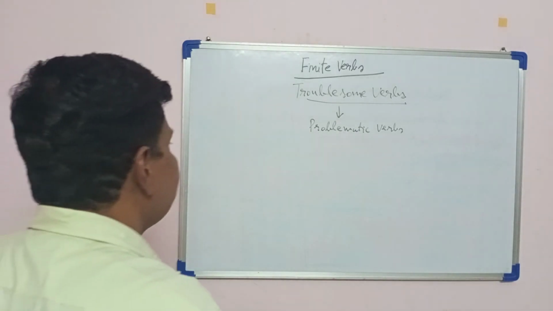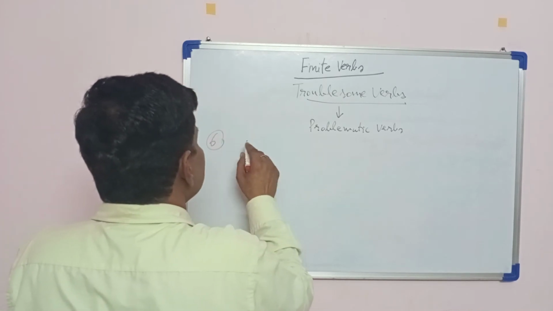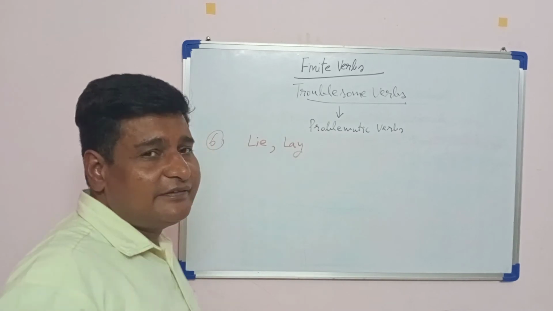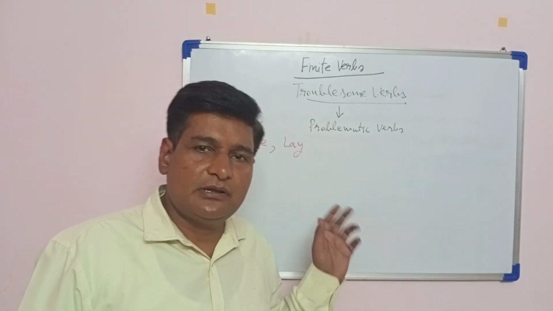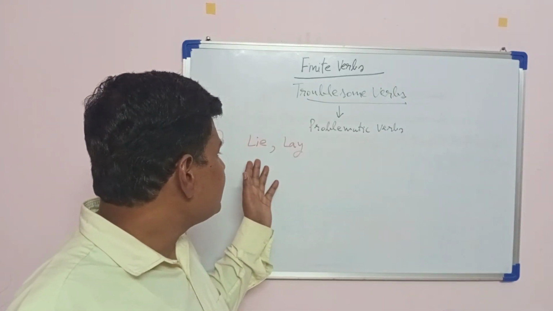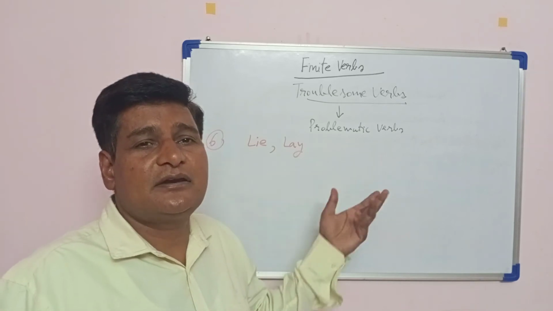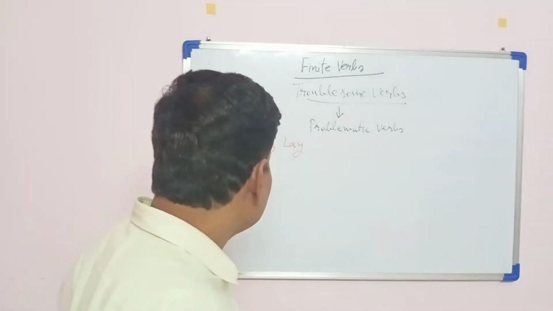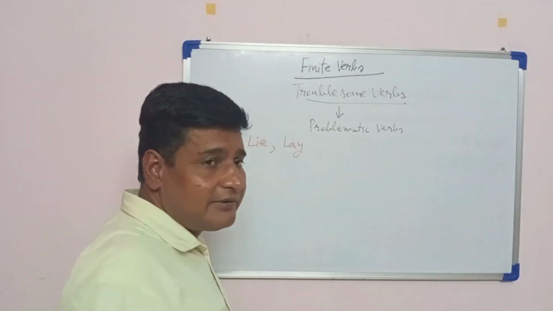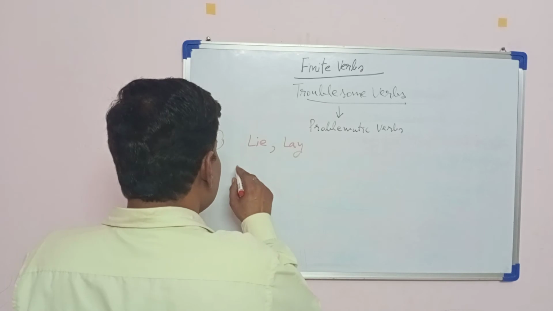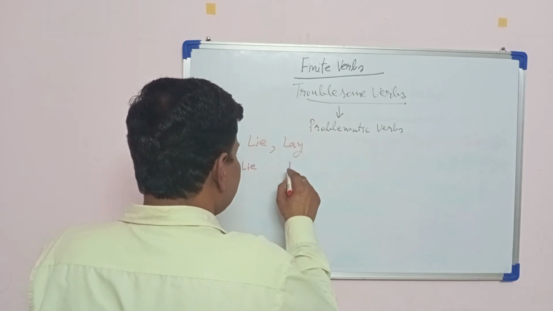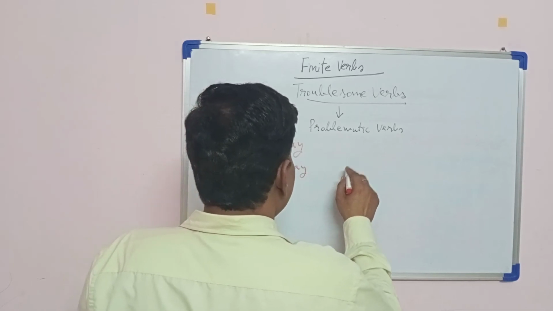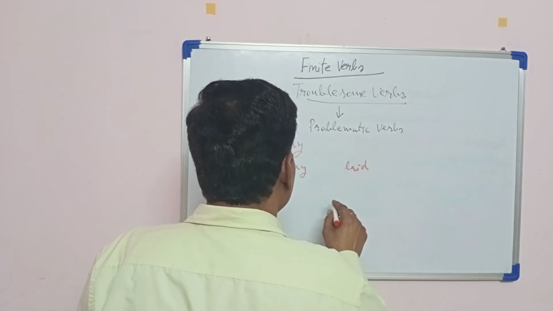This is the sixth one, lie, lay. This is yet another very popular troublesome verb, and most of the students get confused in their meaning and use. So let us understand. Firstly, we will write their forms. So lie, lay, laid.